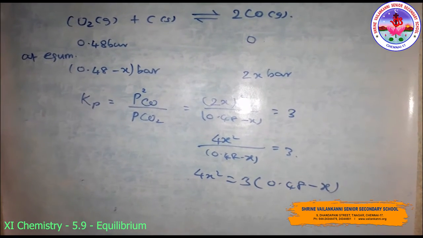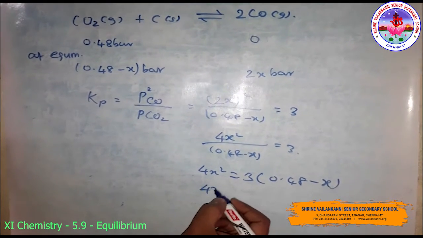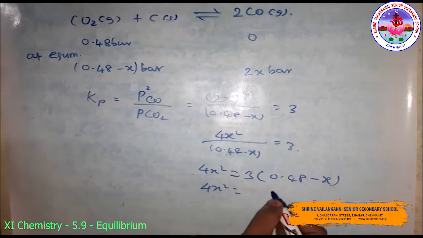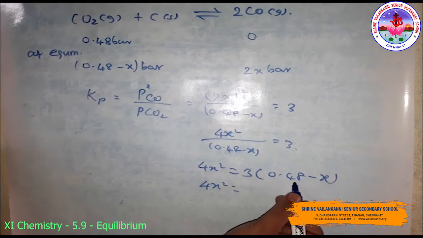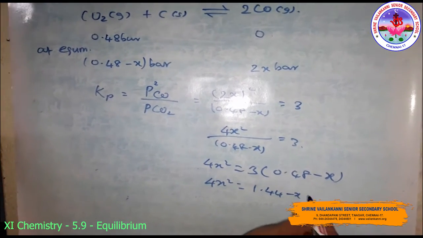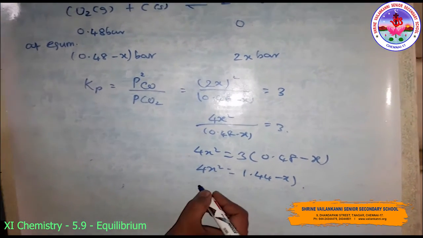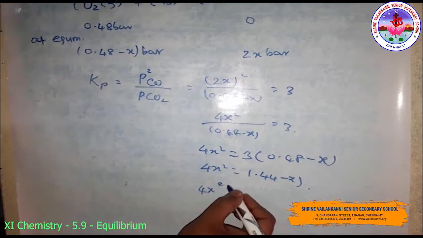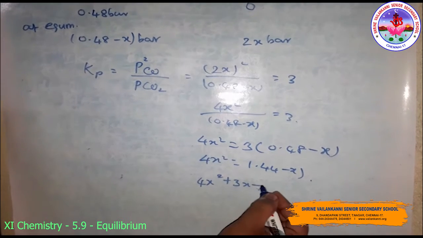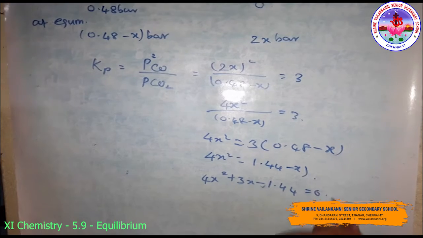After simplifying this, you will get 4x squared is equal to 3 into 0.48, which becomes 1.44 minus 3x. Then, rearranging, 4x squared plus 3x minus 1.44 is equal to 0.